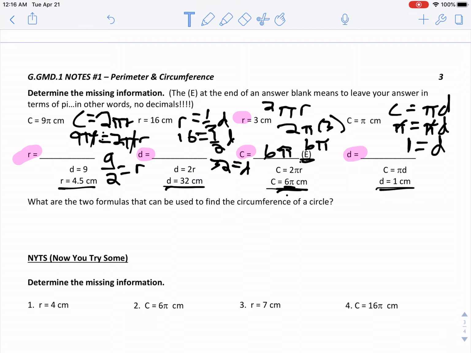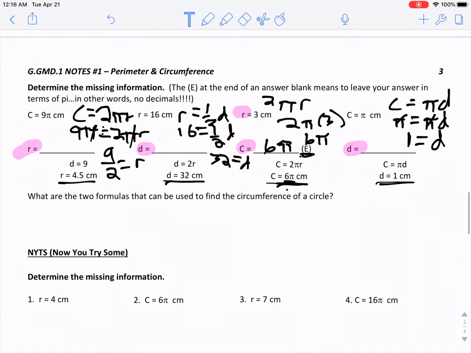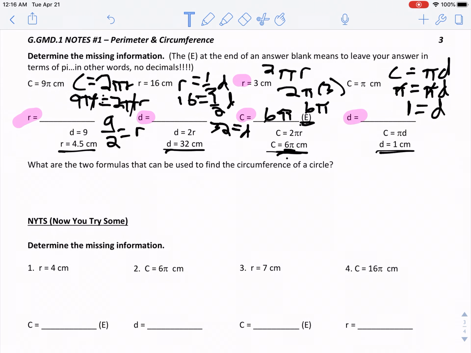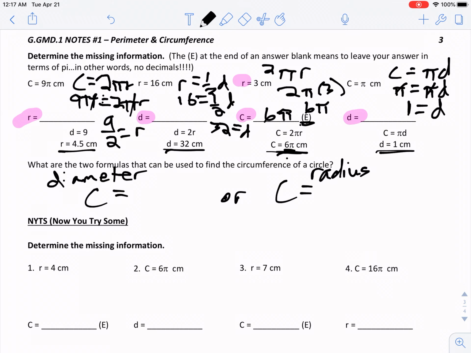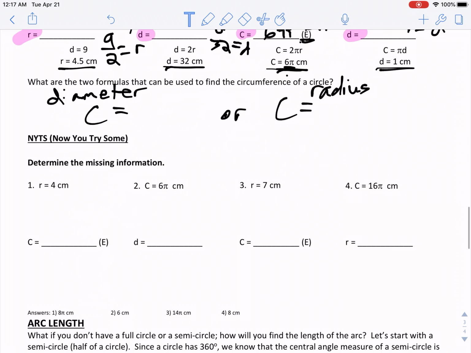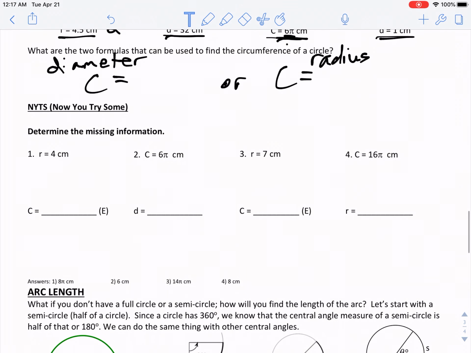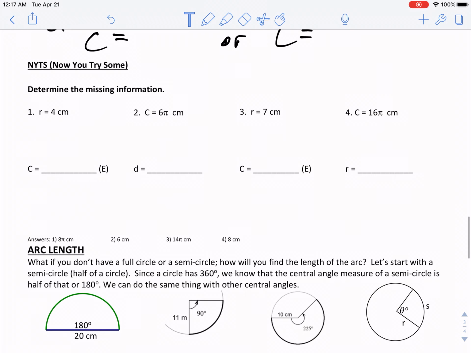Now, hopefully, there's a moment. What are the two formulas I could use for the circumference of the circle? So we have circumference equals something, or circumference equals something. I'm going to let you guys figure out what those are. Hopefully you can look above or back to the other page and figure it out. One uses diameter. One uses the radius. Then there's 4 problems here for you to try.